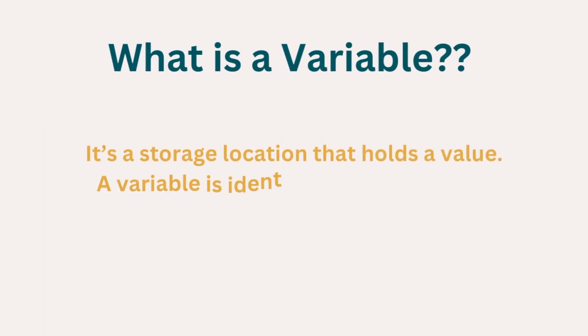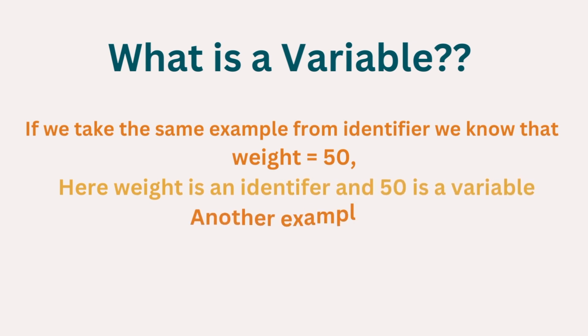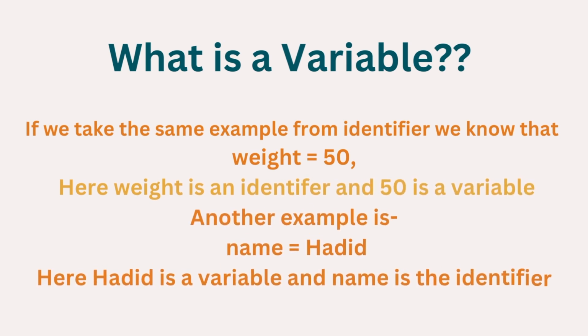What is a variable? A variable is a storage location that holds a value. If we take back the example of weight is equal to 50, we know that weight here is an identifier and 50 is the value which is held by the variable.